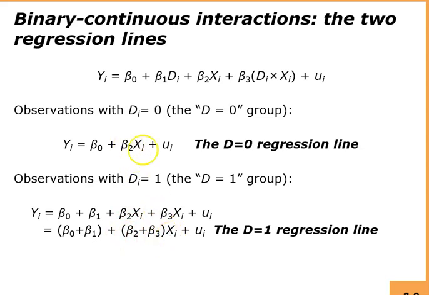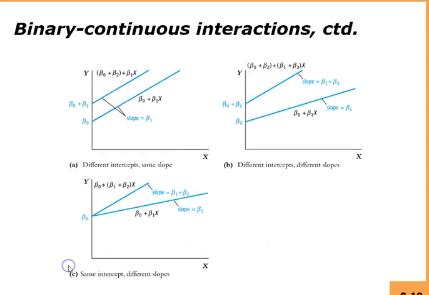So what this simply means is that when D is equal to 0, the line of best fit will have a different intercept as well as a different slope than when D is equal to 1, and the line for that will also have a different slope and a different intercept. So what we just covered would be shown by this example B over here, where you have different intercepts and different slopes for when D is equal to 0 and when D is equal to 1.